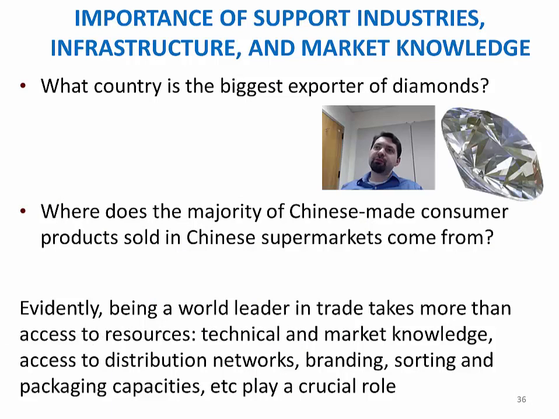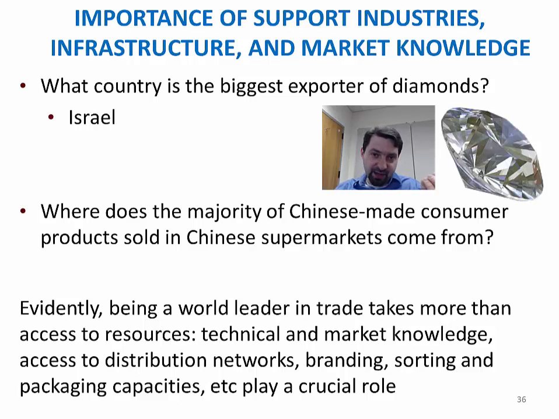Let me illustrate the importance of support industries using a few examples. For example, do you know what country is the biggest exporter of diamonds by the value? So which country basically makes most money on diamonds? My students normally would say like South Africa, or maybe Russia, or maybe Canada, because those are the countries that have diamonds in their soil. But no, the answer is Israel.